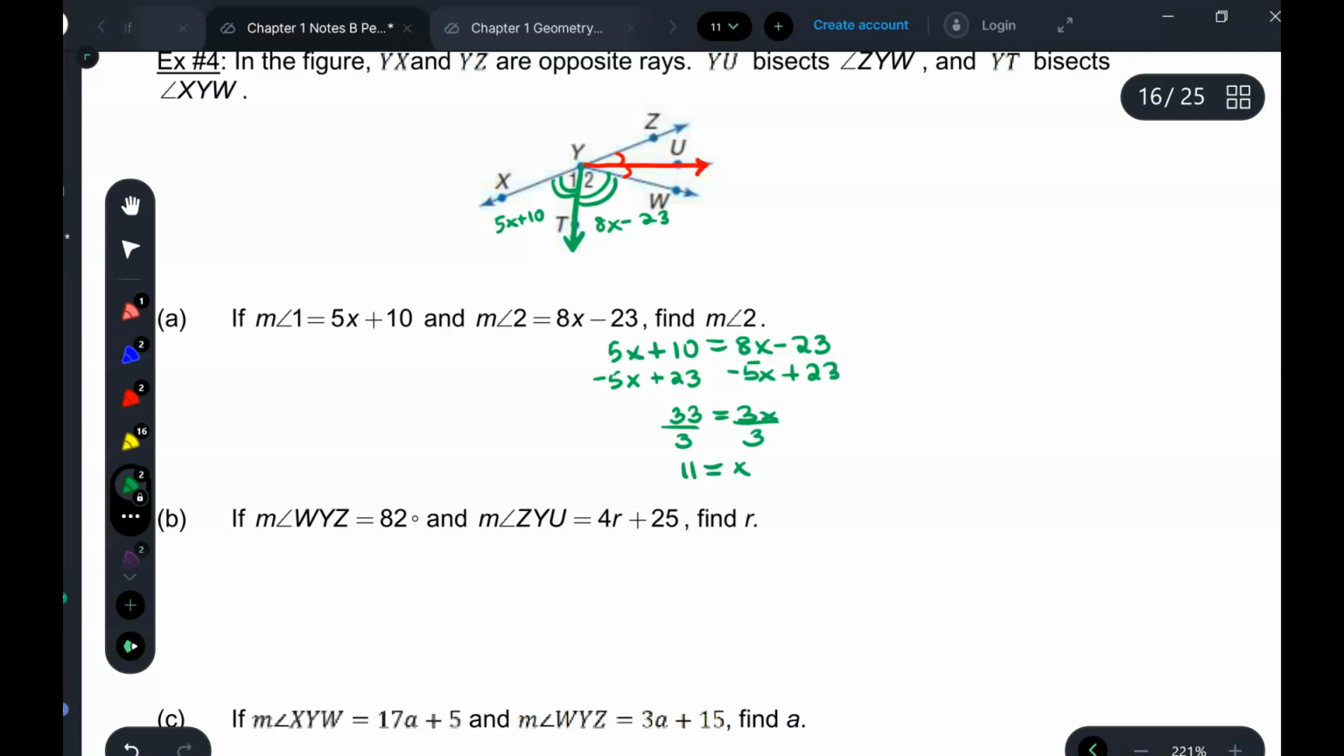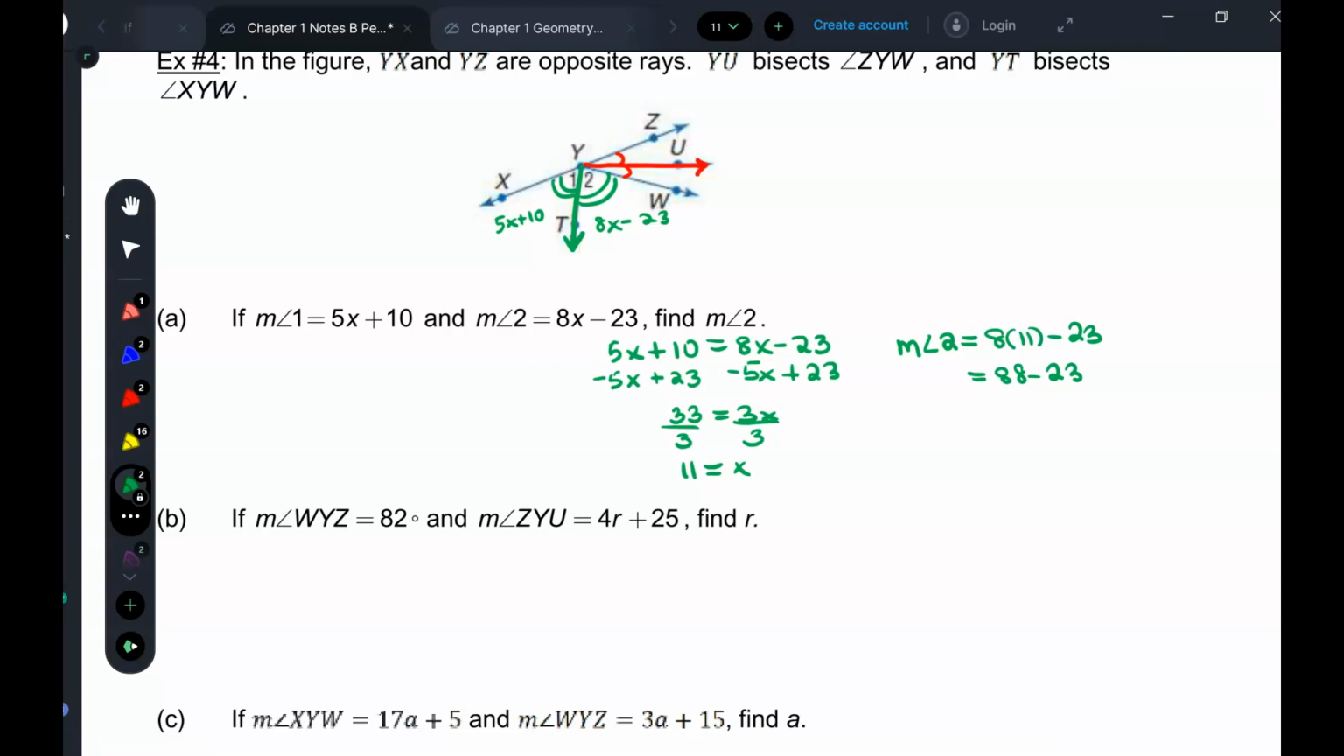How do I know which one to plug it into? Which one is it asking for? The measure of angle 2. Angle 2 is 8x minus 23. So 8 times 11 minus 23. 88 minus 23 is 65. 65, do we agree? Yeah, we do.